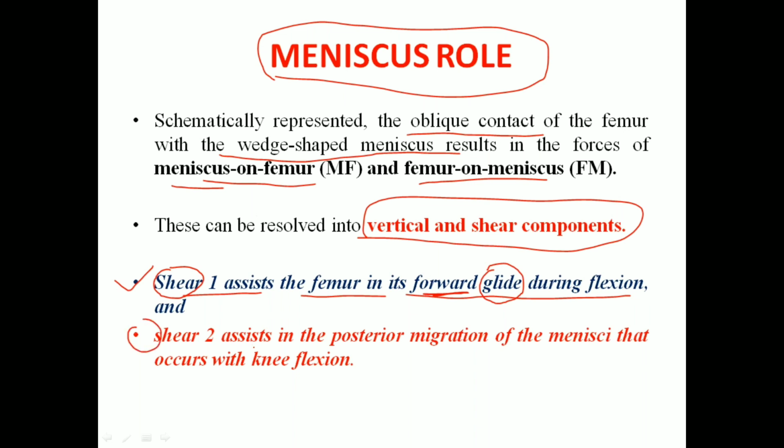is going to assist in pulling the meniscus in the backward, posterior direction. Why posterior direction, we will see later, but the shear 2 force function is to pull the meniscus in the posterior direction, and what will shear 1 do? It will try to pull the femur in forward glide during flexion.